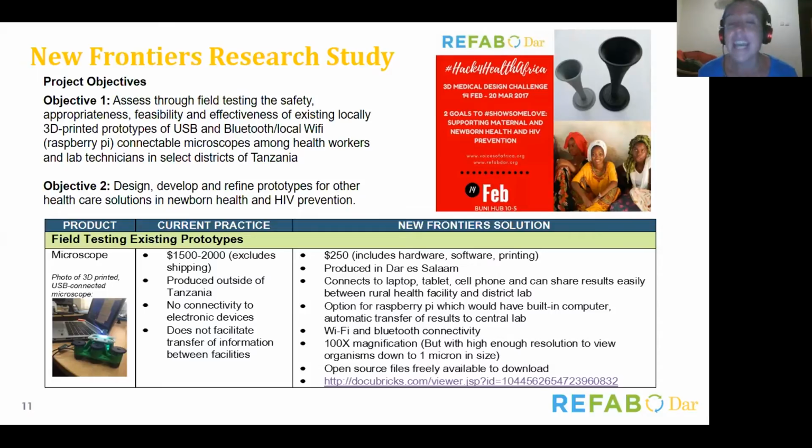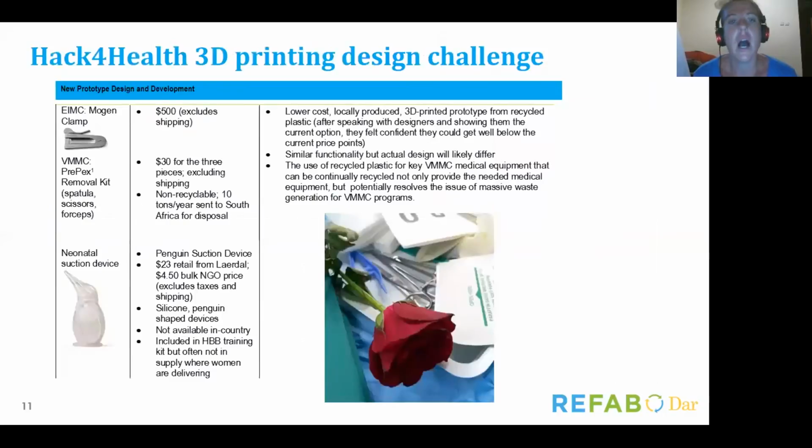And if anyone on the webinar would like to download the files for that, talk to me, because everything that we're working on is open source. That's what we believe in. We believe that we're all in this together. We all live on the same planet. We all need a good environment. We all need good health care. So yeah, it's all open source.